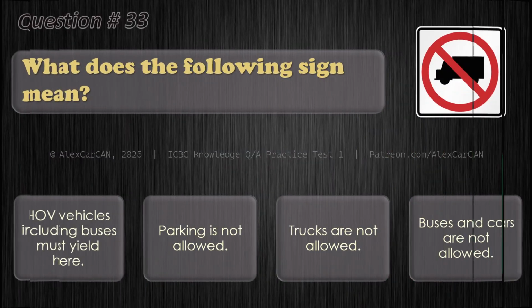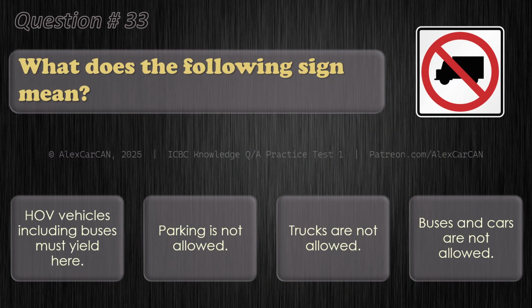Question number 33. What does the following sign mean? HOV vehicles including buses must yield here. Parking is not allowed. Trucks are not allowed. Buses and cars are not allowed. The correct answer is trucks are not allowed.